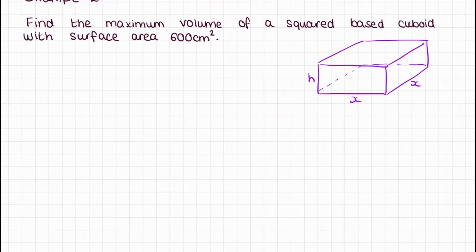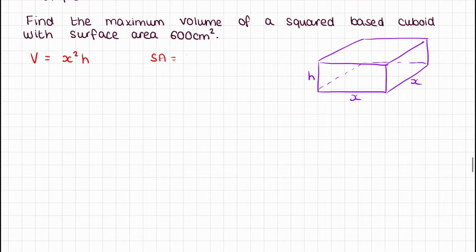Now I want to find the maximum volume, so we know we're going to need our volume equation. The volume of this would be the area of the base, which is x squared, multiplied by the height, because it is just a prism. We've also been told the surface area, which means we're going to need to use a surface area formula too. With this type of optimization, often you will be given information to create two separate formulas.